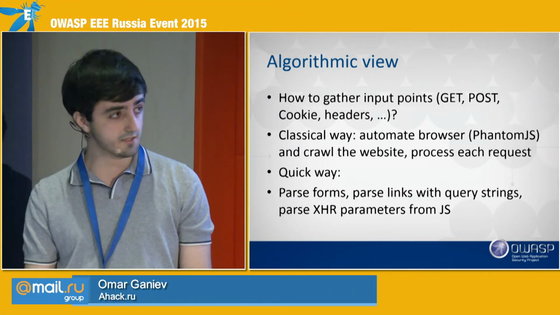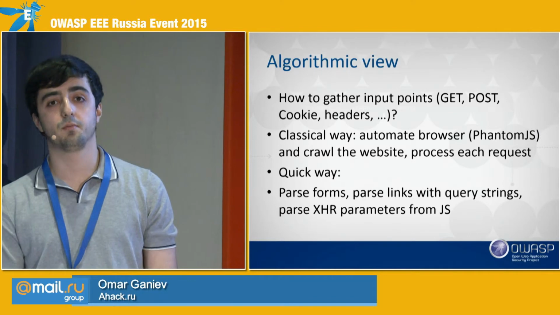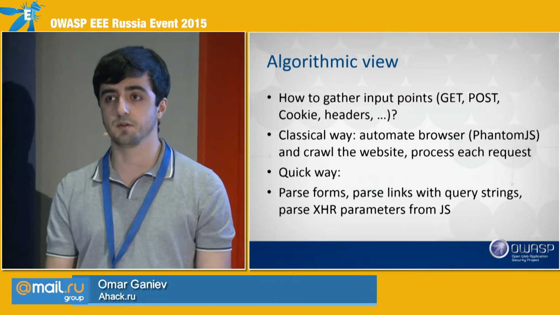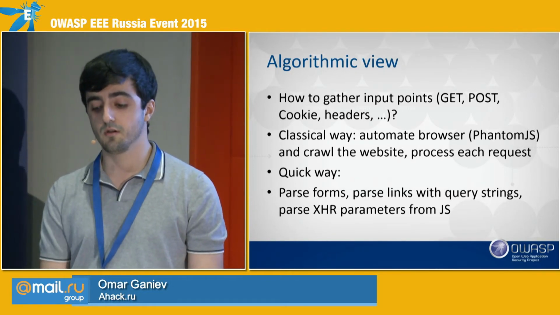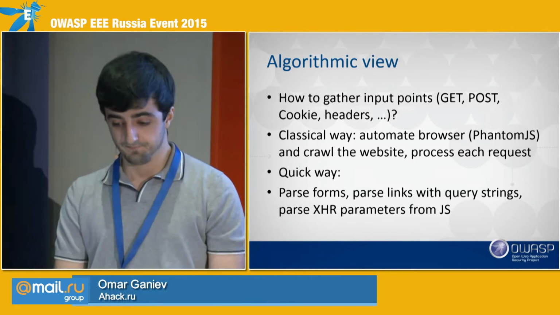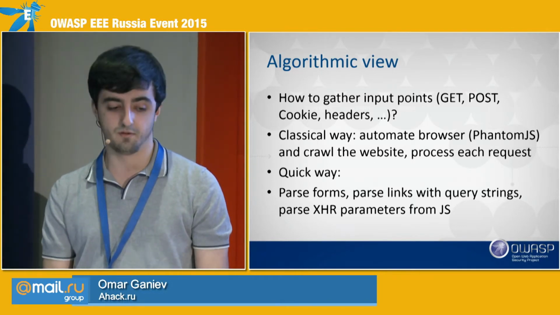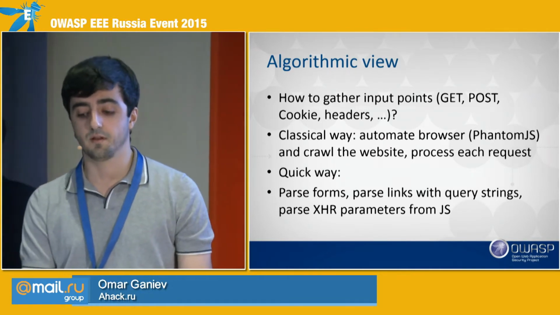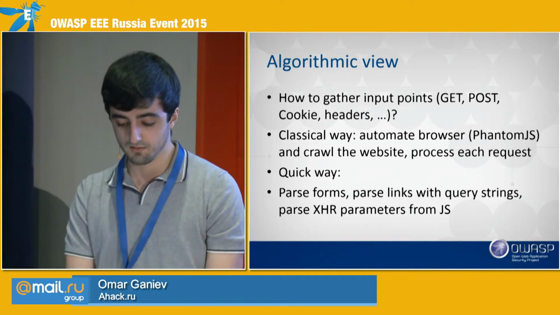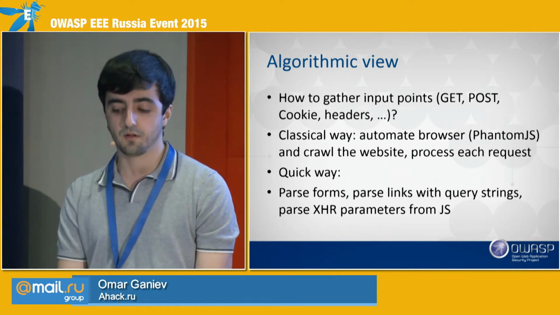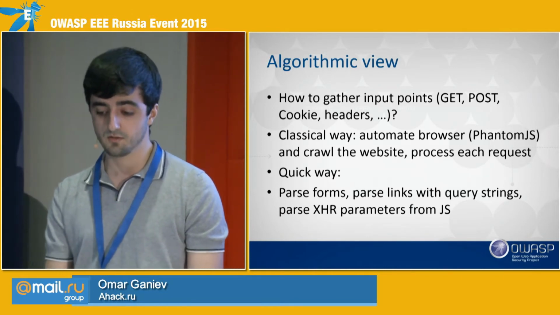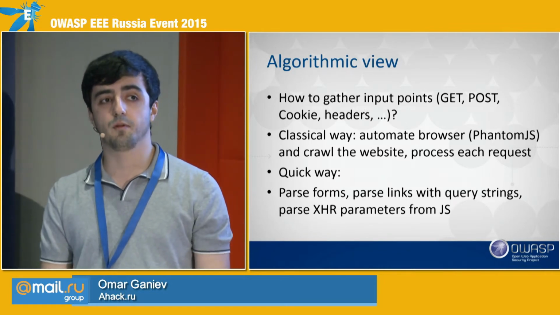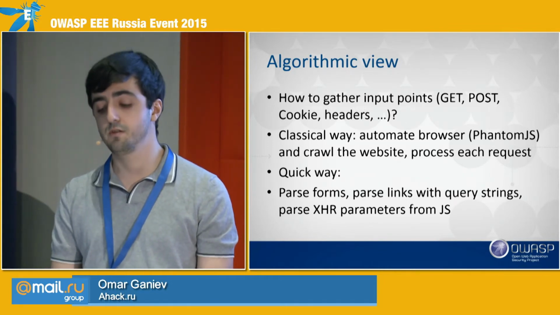The next problem is gathering input points. Not the pages. Let's say we already collected the pages and filtered out the duplicate pages. Now we should gather the input points. The classical modern way of doing this is using some browser stack, for example, Phantom.js. The scanner plugs the URL in the browser, hits all links, hits all forms, and sees what parameters are sent, what HTTP packets are sent.